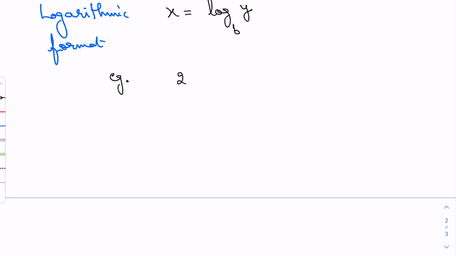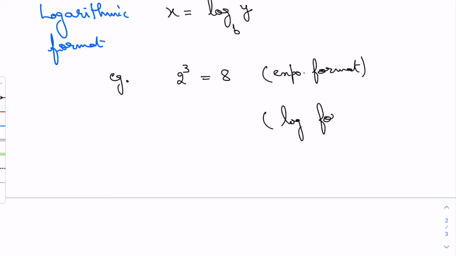Let me express it using an example. We always write that 2 power 3 is 8. So this is the exponential format. And I can express the same thing in logarithmic format. Let me color this thing. This is the base. Everything is happening with respect to some base. So the base here is 2. And 3 was the input that was provided, and the output was 8 that we collected here.